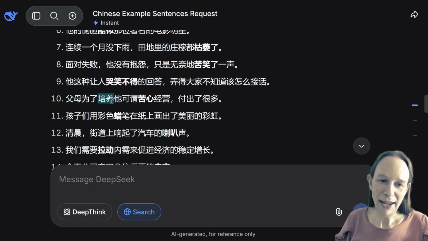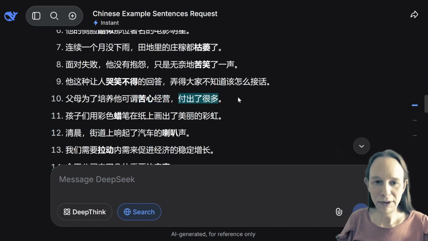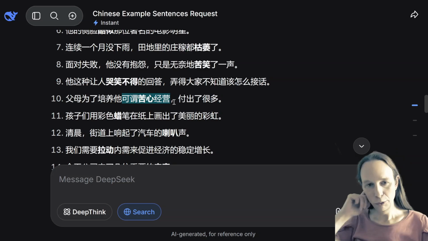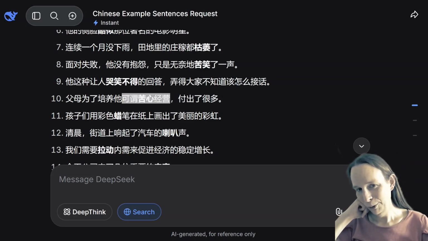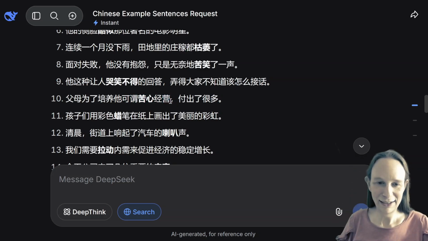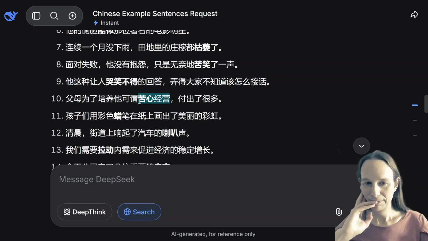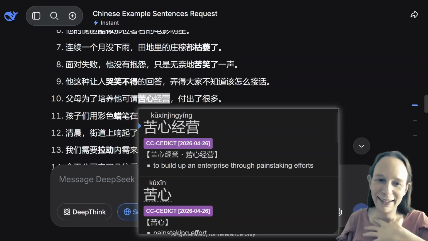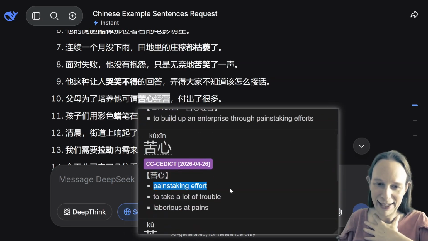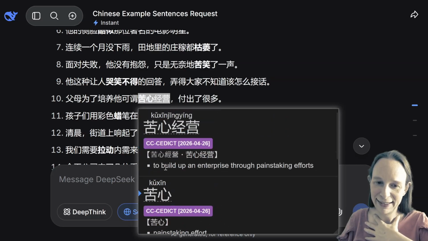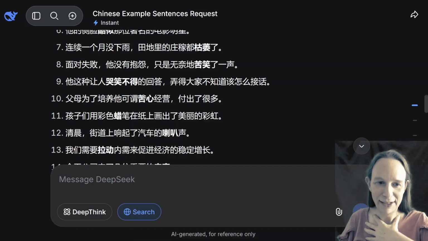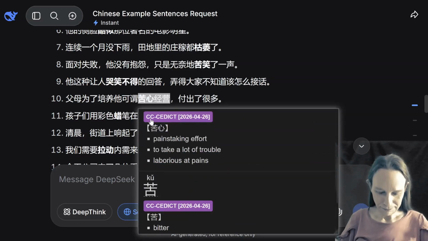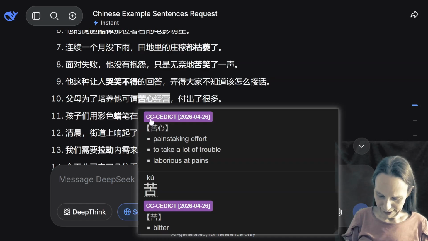父母为了培养他，可谓苦心经营，付出了很多。苦心经营。So the 经营, well, I don't know what this is. 苦心 bitter heart, 苦心经营. And okay, painstaking effort. This kind of makes sense. Build up an enterprise through painstaking effort. All right, 苦心经营.